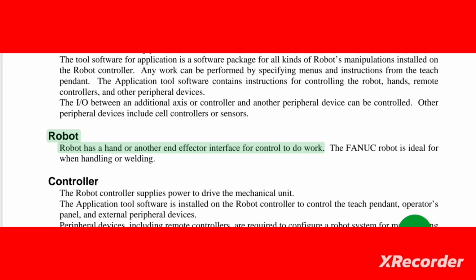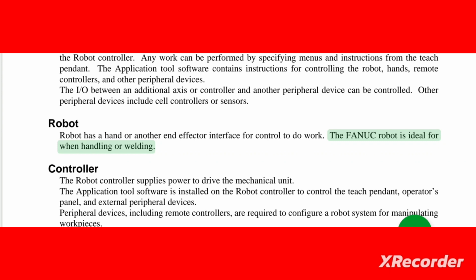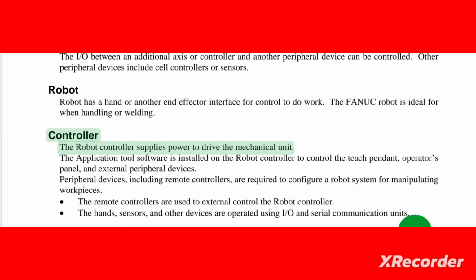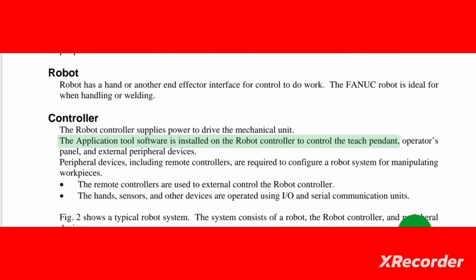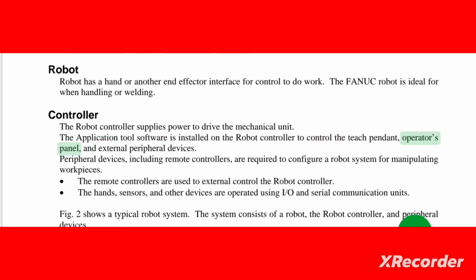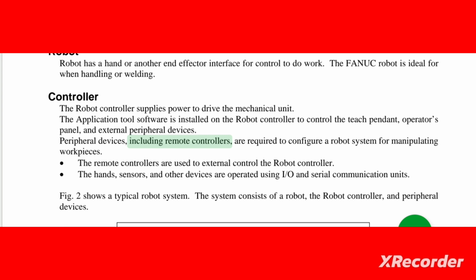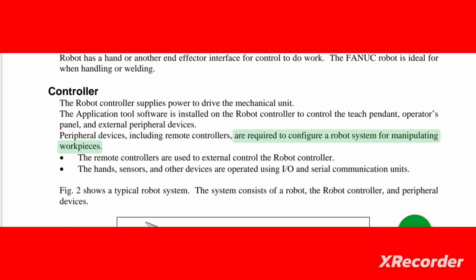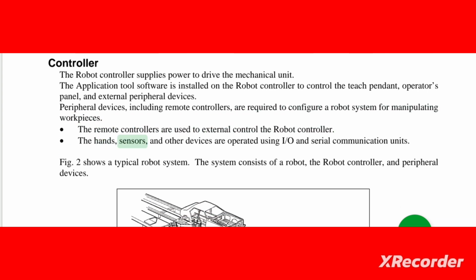Robot has a hand or another end effector interface for control to do work. The Fanuc robot is ideal for handling or welding. Controller. The robot controller supplies power to drive the mechanical unit. The application tool software is installed on the robot controller to control the Teach pendant, operator's panel, and external peripheral devices. Peripheral devices, including remote controllers, are required to configure a robot system for manipulating workpieces. The remote controllers are used for external control of the robot controller. The hands, sensors, and other devices are operated using I/O and serial communication units.